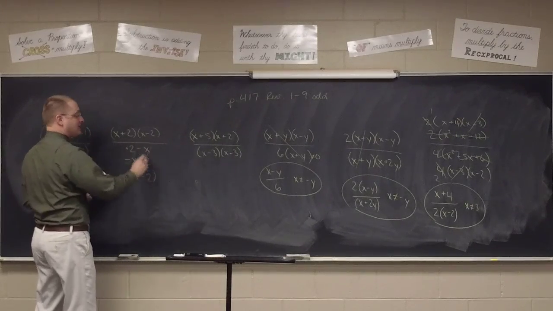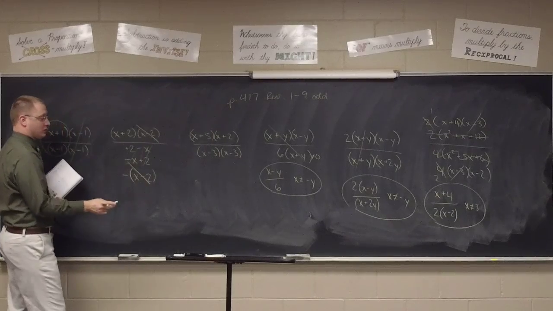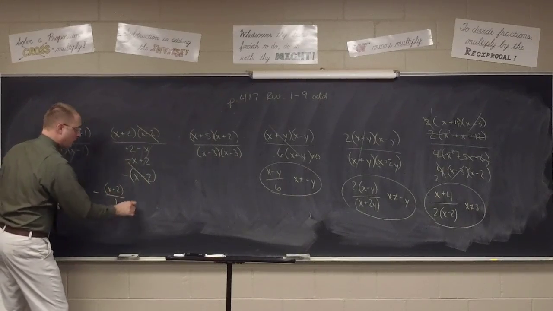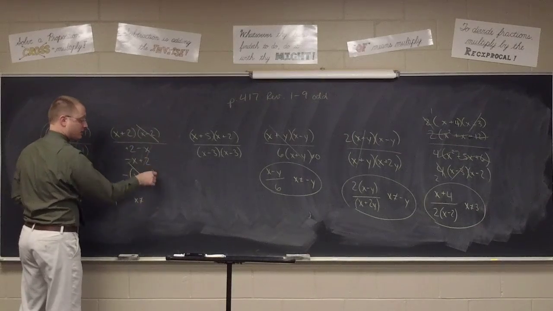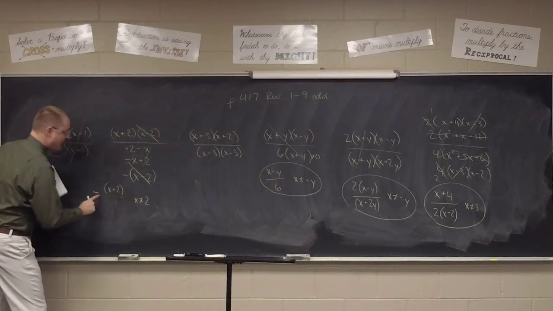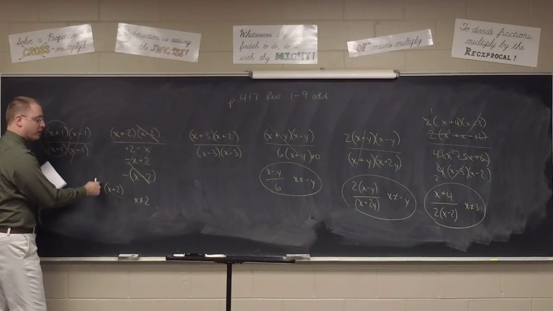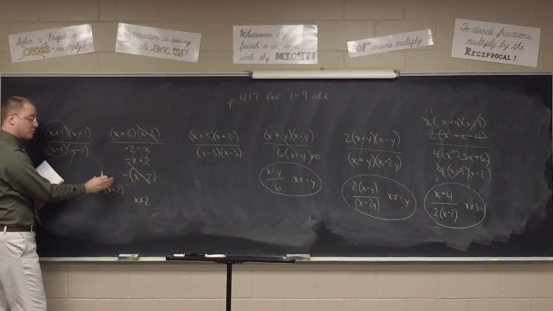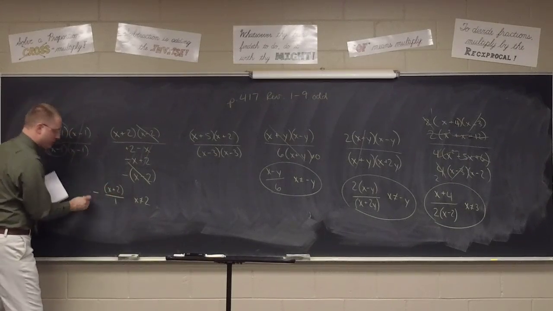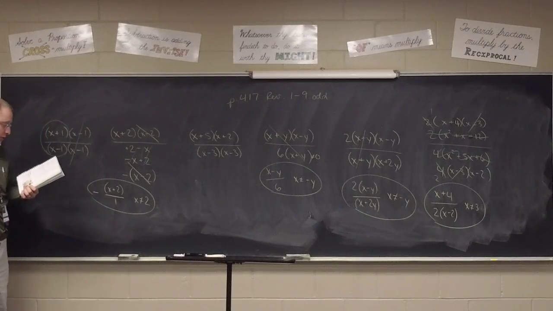And now, conveniently, the x negative 2's cancel. This leaves us with negative x positive 2 over 1, where x cannot equal 2. You could just say negative x plus 2, but it would have to be grouped as one unit because that's what the fraction bar is doing to it. Might as well just leave it this way. And there's our answer for 31.